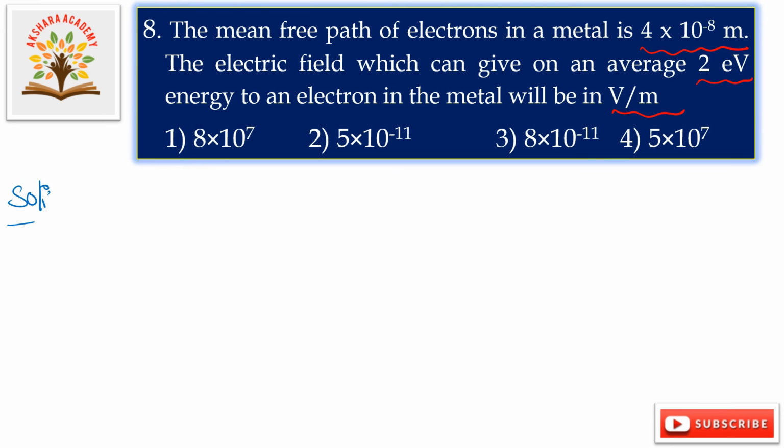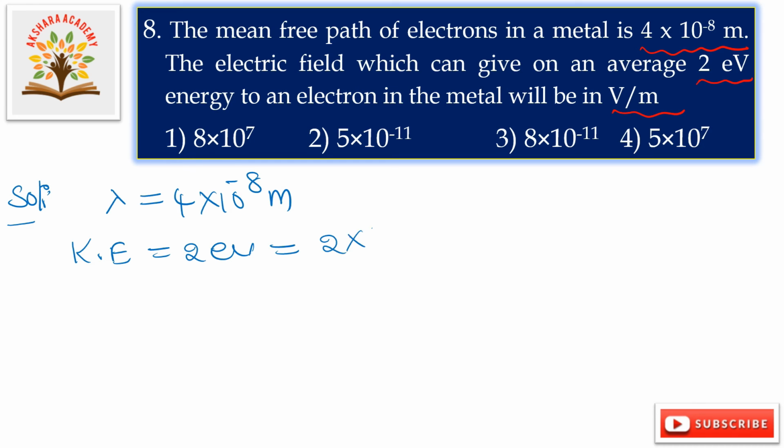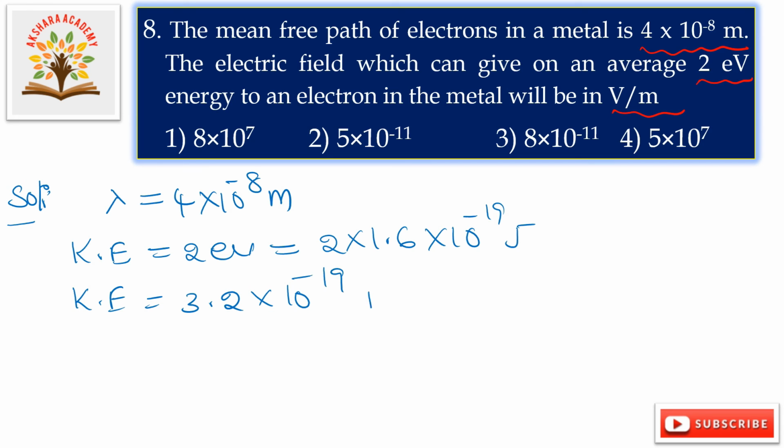Given mean free path, that is lambda is equals to 4 into 10 to the power of minus 8 meters, and they given the kinetic energy is equals to 2 electron volts, that is equals to 2 into 1.6 into 10 to the power of minus 19 joules. This can be written as 2 into 1.6, 3.2 into 10 to the power of minus 19 joules. And we have to calculate the electric field.